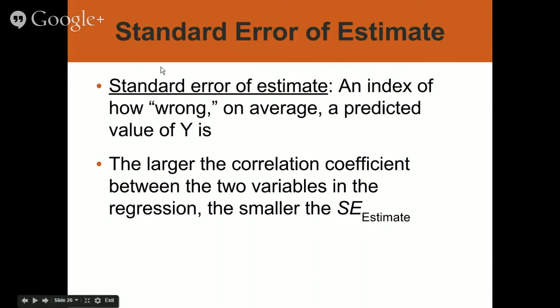So we're going to compute the standard error of the estimate, one of these new terms you're going to need to know. What this is, is an index of the wrongness of how the line is able to predict values of y. So keep that in mind. It's an estimate of wrongness, or of robustness, if you will, or of the precision of that line.